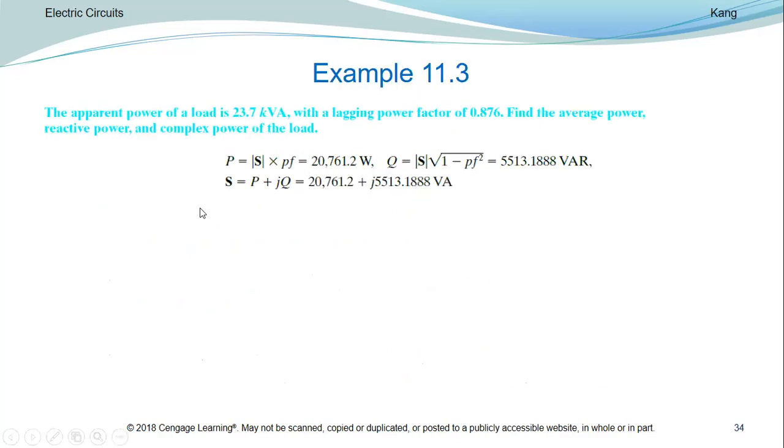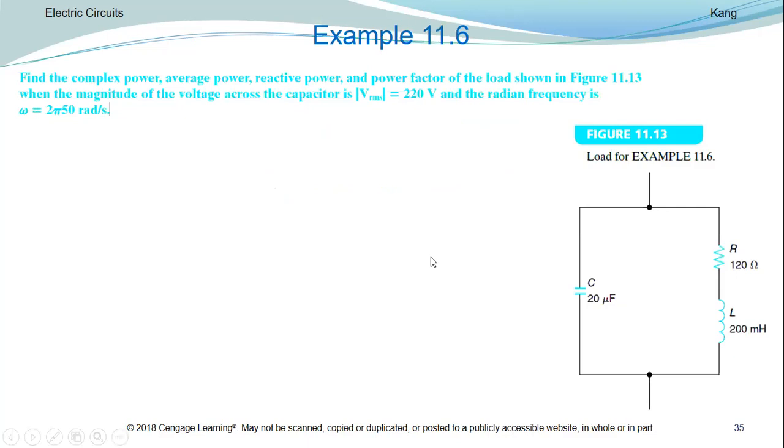Okay, 11.3 is totally the same. You just have to find P equals VS into PF. So what is the value of the load? That is 23.7, and the value 0.8876. So this is the required answer. Then Q equals S into the square root of 1 minus PF square. So S is given here and power factor is here. From this we have to calculate P, find it here, put the values of P and Q here to find the value of S. So these are easy numericals.